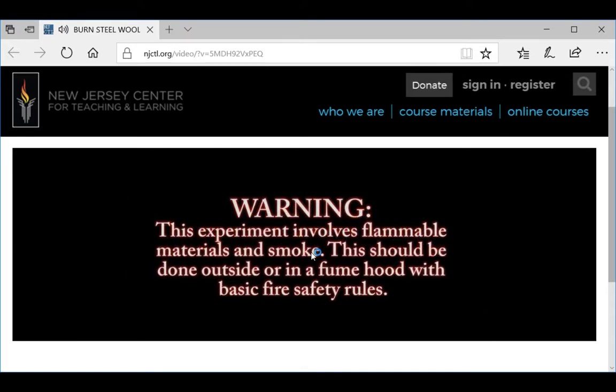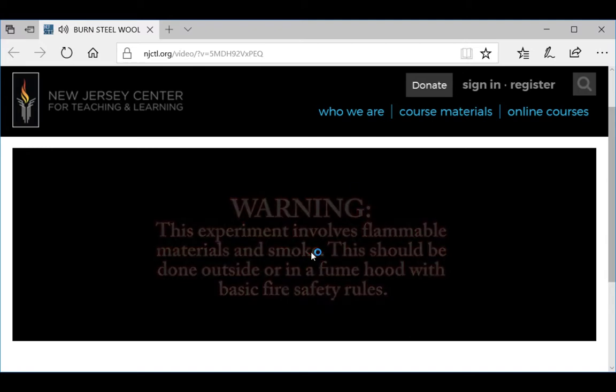Warning: this experiment involves flammable materials and smoke. This should be done outside or in a fume hood with basic fire safety rules.